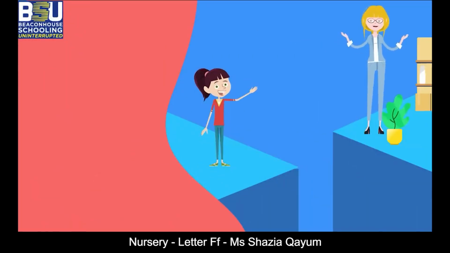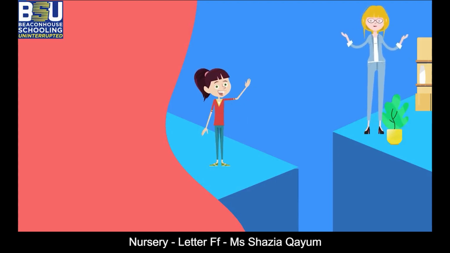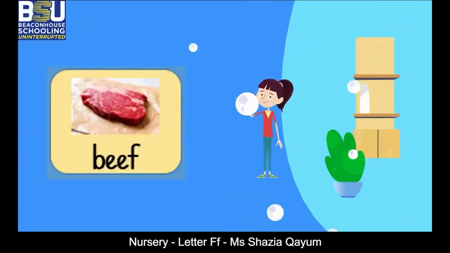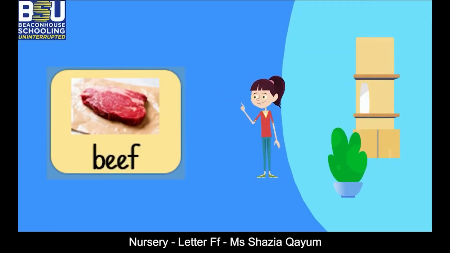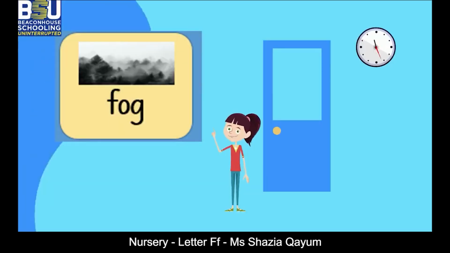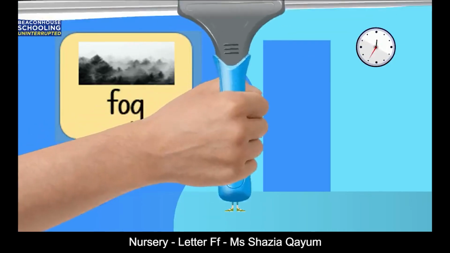Now it's time to read some new words. And for this reading activity, we have Ira with us today. So let's catch up with Ira. Beef. I like beef burger. So friends, did you notice that there is F sound in the end of the word beef? A fox. A fox is a wild animal. Fog. The sky had a lot of fog.